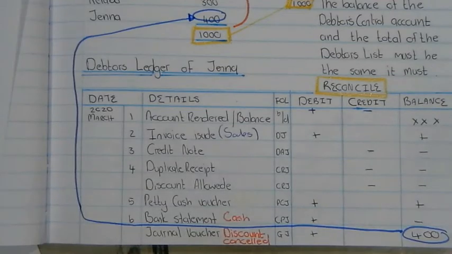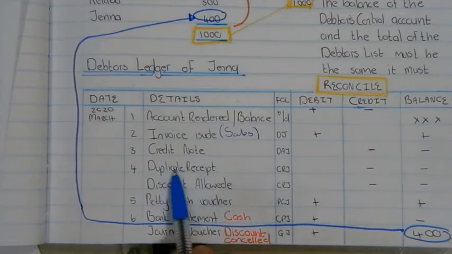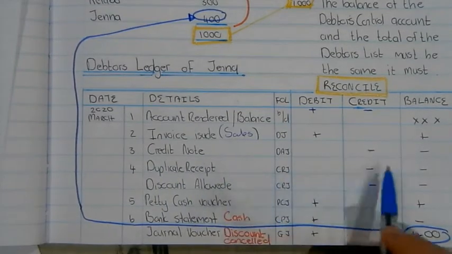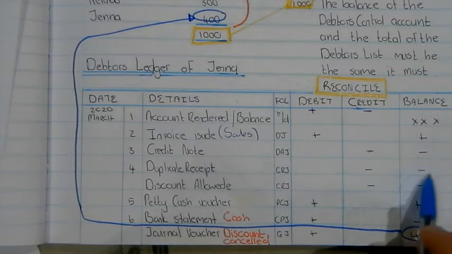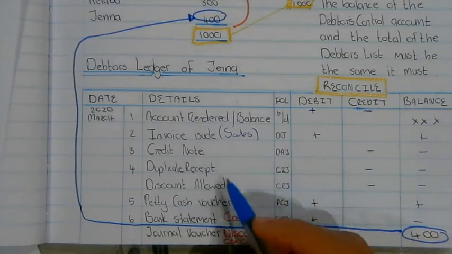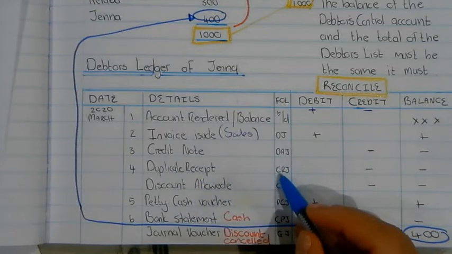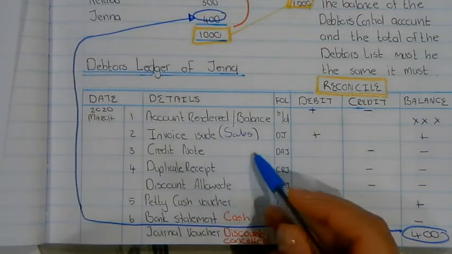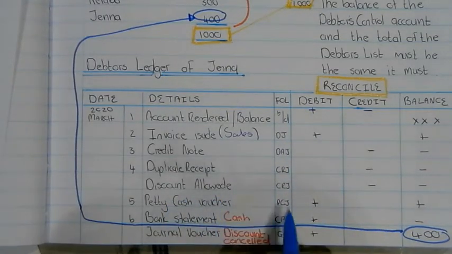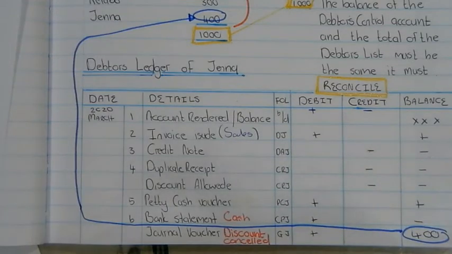When a debtor comes to pay the amount that he owes us, we will have a duplicate receipt, which will decrease my debtors ledger, my balance of my debtors ledger. Remember, it's always a duplicate receipt, and this will be shown in my cash receipt journal. And then separately discount allowed from my cash receipts journal, and this will also decrease my balance for my debtors ledger.